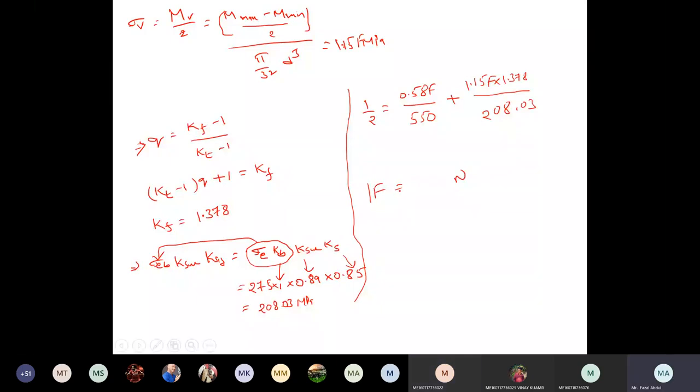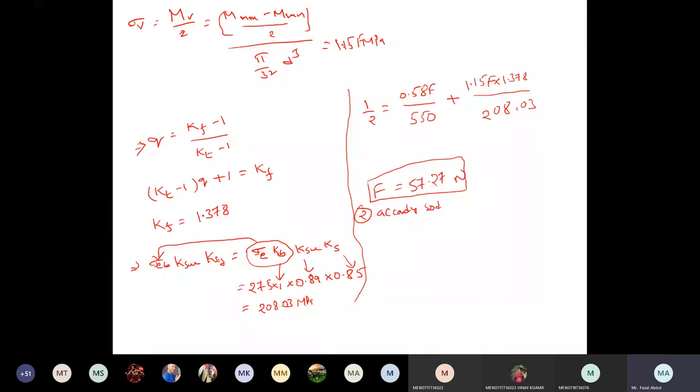57.27. Rule number 2 is given. This is the answer according to the Goodman relation. Now, second one, according to the Soderberg relation.